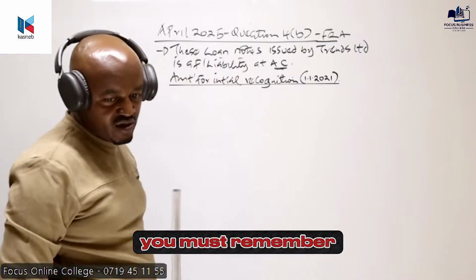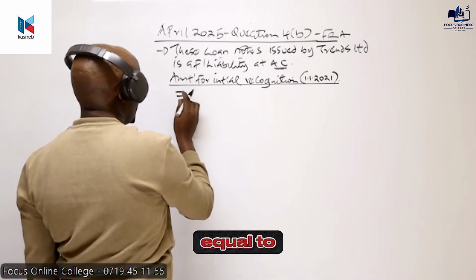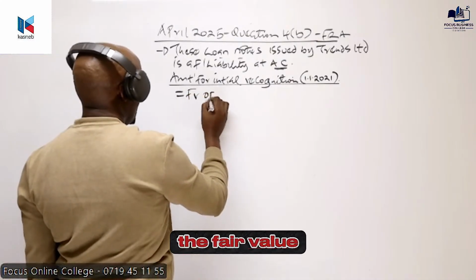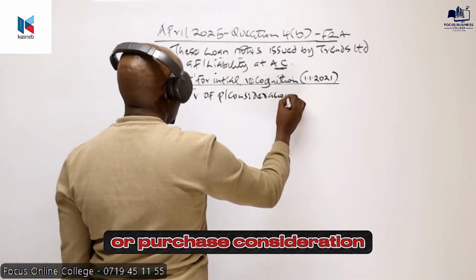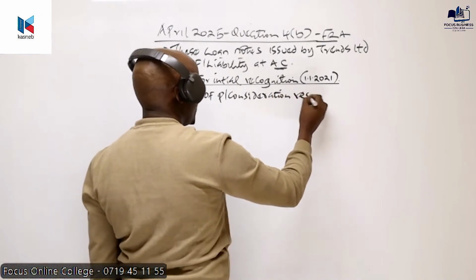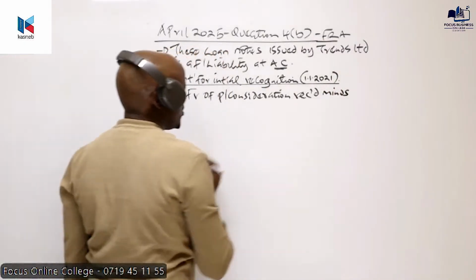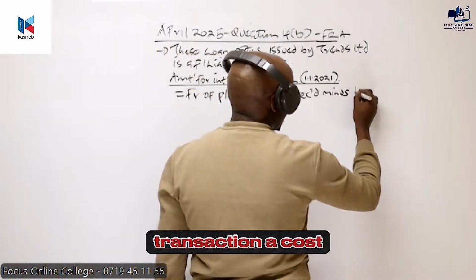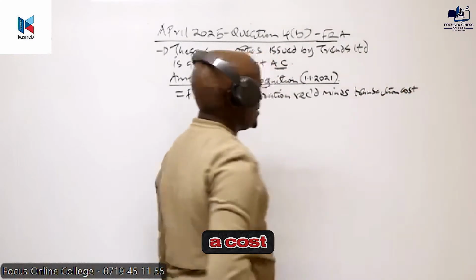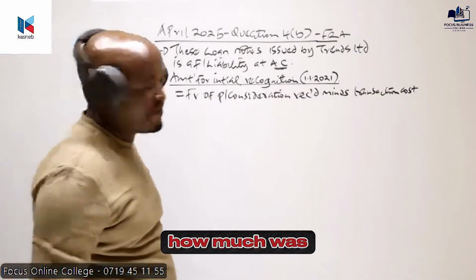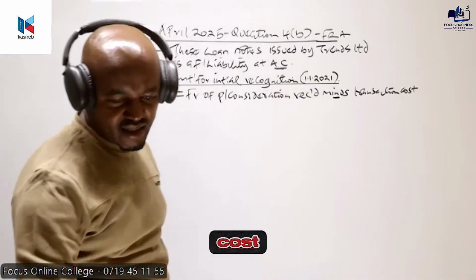Now, for us to be able to determine this, you must remember the formula which I've given you. And we have said that the amount for initial recognition is equal to the fair value of the purchase consideration which was received, minus any transaction cost. How much amount was received, and then to that we less the transaction cost.